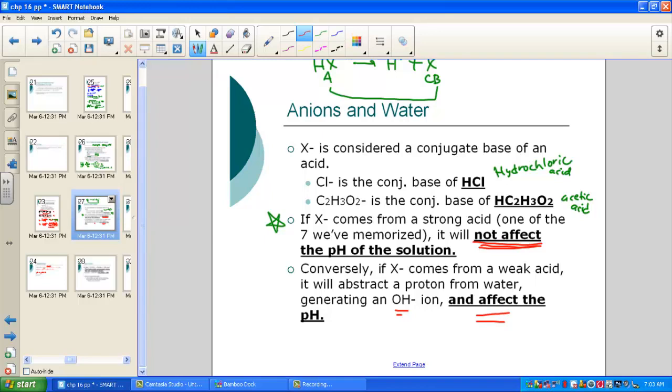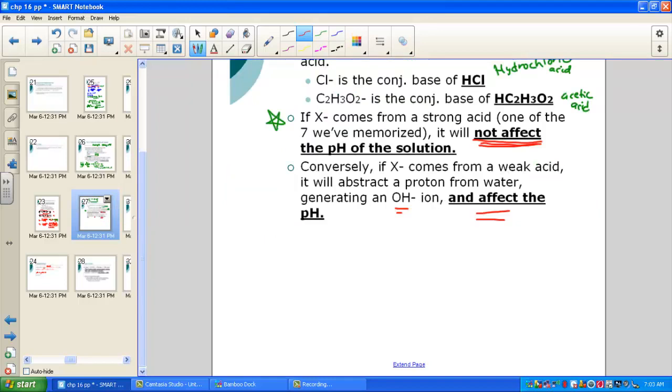Let's make sense of that and letting you digest these words. If the parent is strong, no effect. If the parent is weak, it will affect the pH. Now before we go on to the next slide, let's make sense of that because we have 2 of these examples staring at us. Remember how we said HCl indeed is a strong acid.